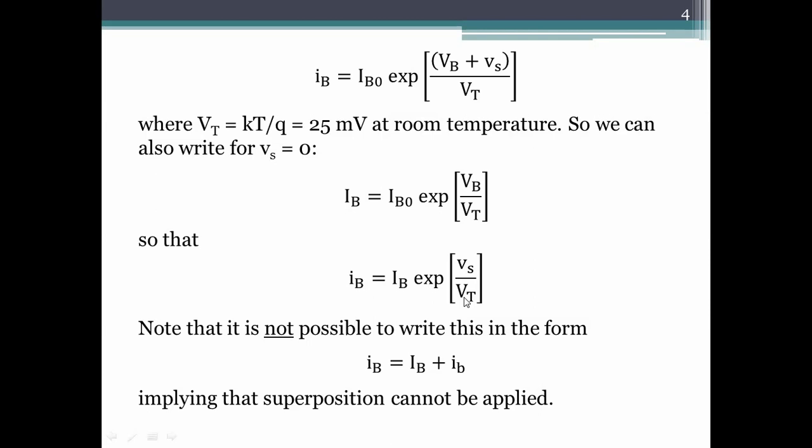Now note very importantly that it is not possible to write the total iB as the sum of a DC IB and an AC iB because there is an exponential here. There is no way of separating IB from whatever is appearing due to Vs. Therefore, superposition cannot be applied. We know it cannot be applied because a transistor is a nonlinear element. There is a big exponential here, and therefore we are just confirming by this equation that such a form cannot be applied. Alright, let's continue with the analysis.